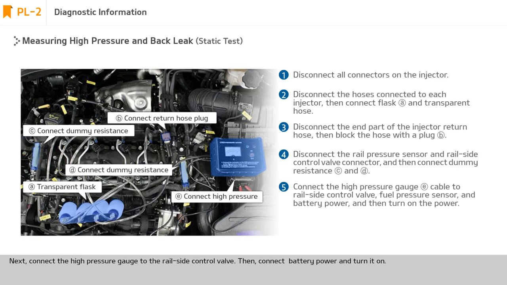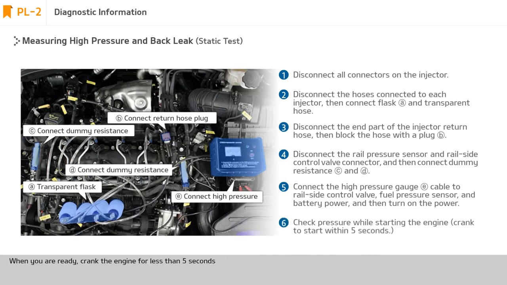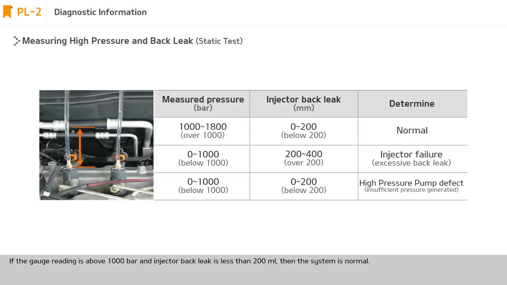Then, connect battery power and turn it on. When you are ready, crank the engine for less than 5 seconds. If the gauge reading is above 1,000 bar and injector back leak is less than 200 milliliters, then the system is normal.